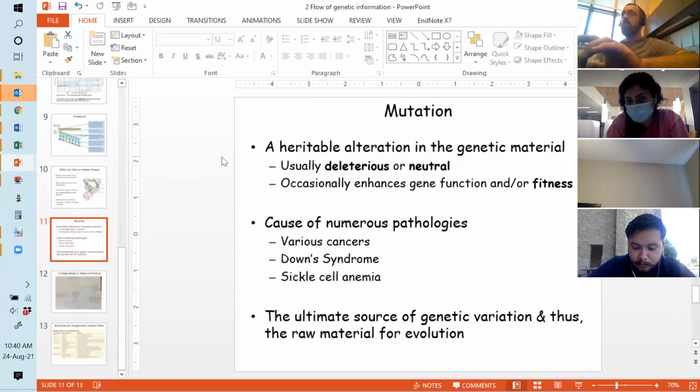Anyway, most mutations are neutral, like they don't change anything, and we'll talk about why later on. Quite often they're deleterious, right? So they're bad for you because they stop something working. Examples of that would be things like sickle cell anemia or cystic fibrosis, where proteins don't have the right structure or function.